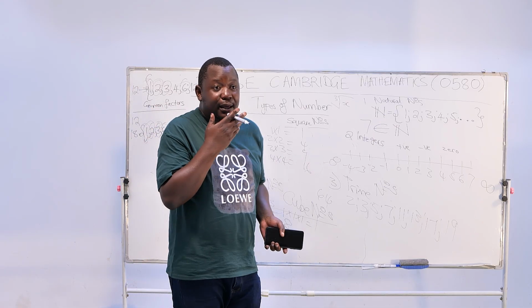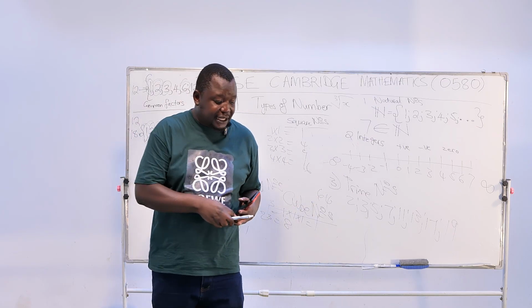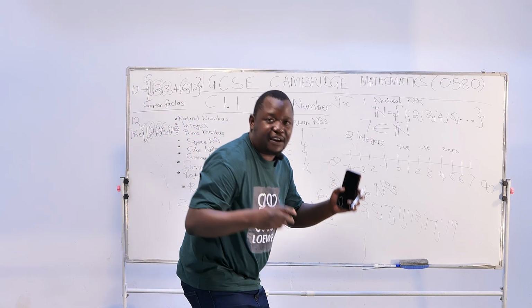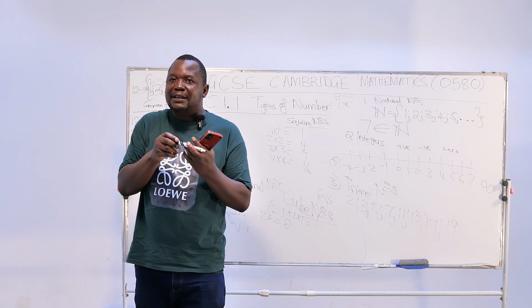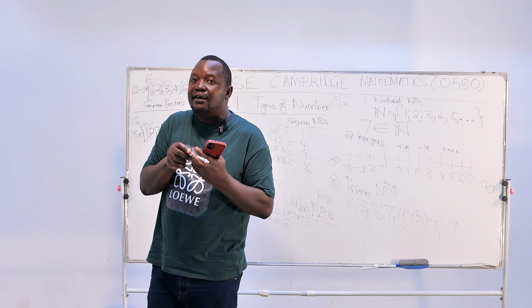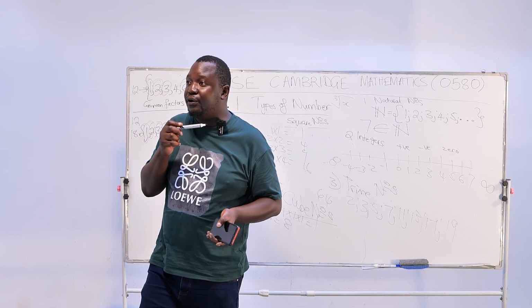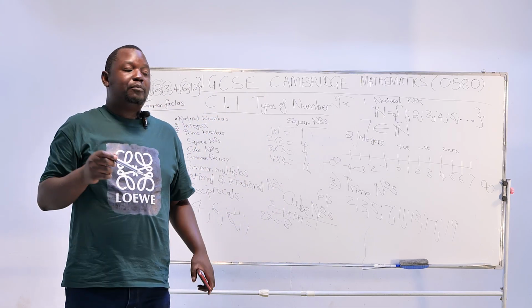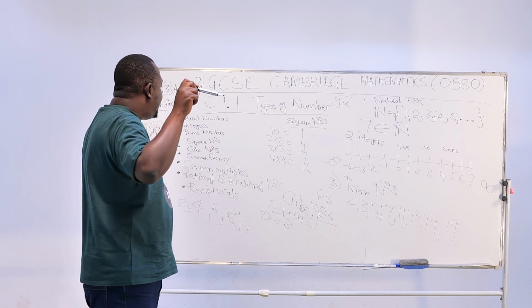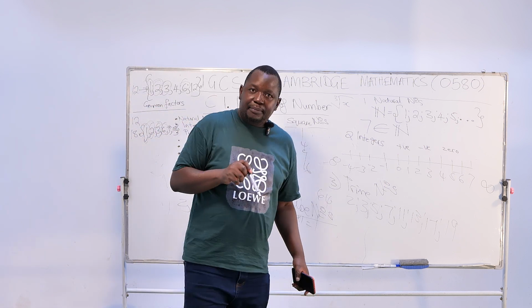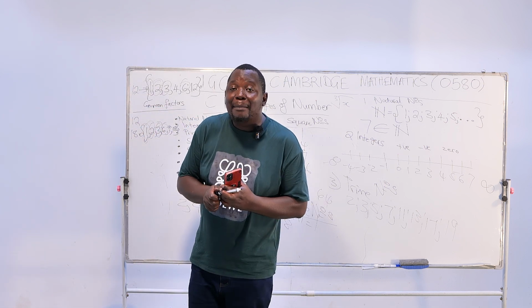The multiples of 5: 5, 10, 15, 20, 25, 30, 35, 40, 45, 50, 55, 60, and so on. Multiples of 6: 6, 12, 18, 24, 30, 36, etc.